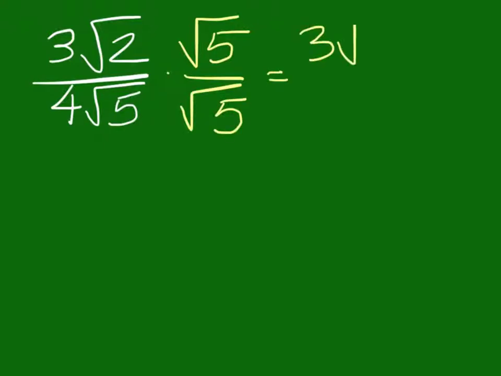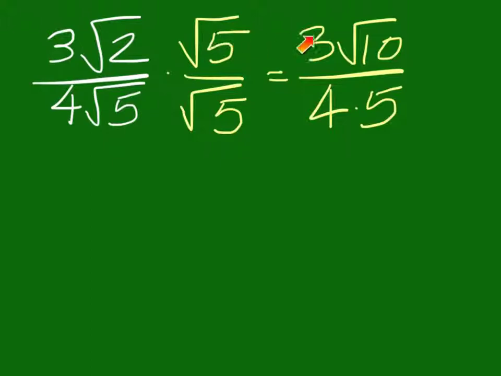Example number 1. On this problem, you're going to have to multiply the top and the bottom by the square root of 5. So when you do that, you come up with 3 square root of 10 on the top and 4 times 5 on the bottom. Remember that this times this is square root of 10. And this times itself is just 5.